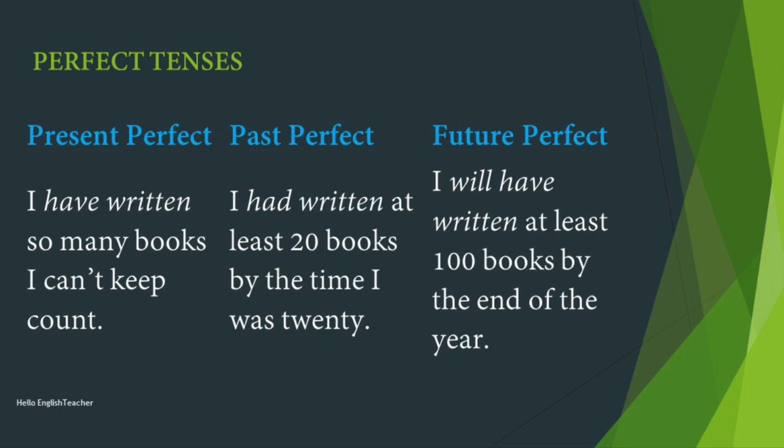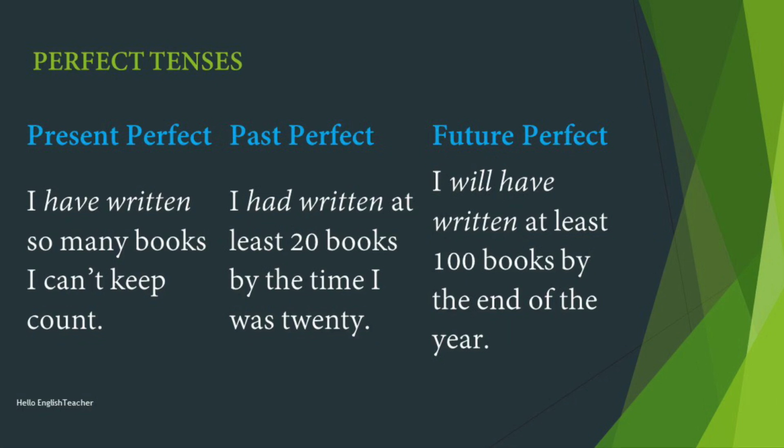How is it formed? How do we write the present perfect form? Usually we use the word has or have plus the past participle form of the verb. For example, you have seen, they have seen, she has seen, or she has not seen. So, we use has or have plus the past participle of the verb.